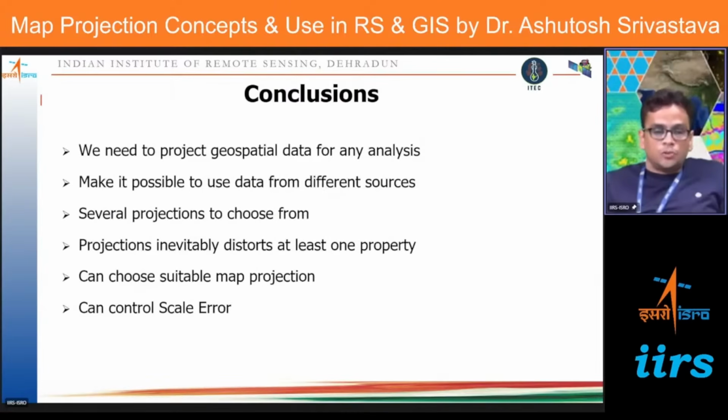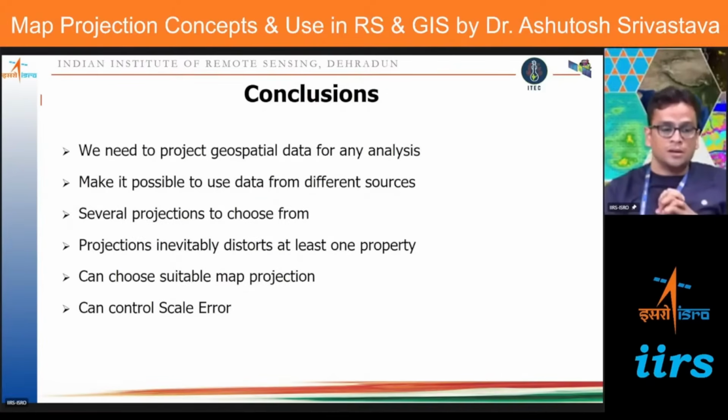So we need to project geospatial data for any analysis, like school construction, police station construction, vacant land, or different analyses we are performing in GIS. It makes it possible to use data from different sources. When we are performing these analyses, the data will definitely come from different sources. Maybe from the road department, the municipality, the forest department, the water department. Different sources will be there.